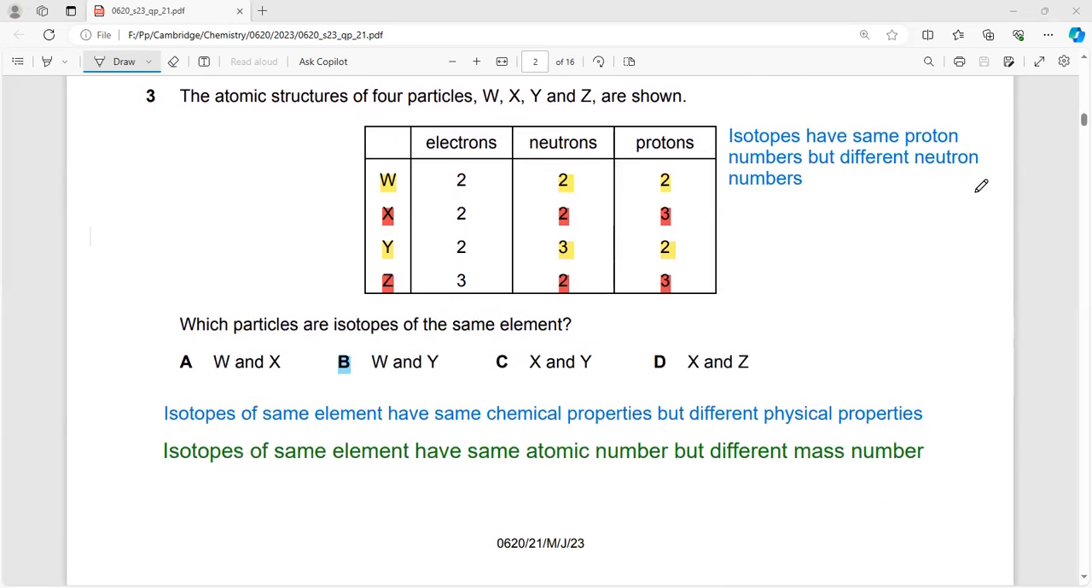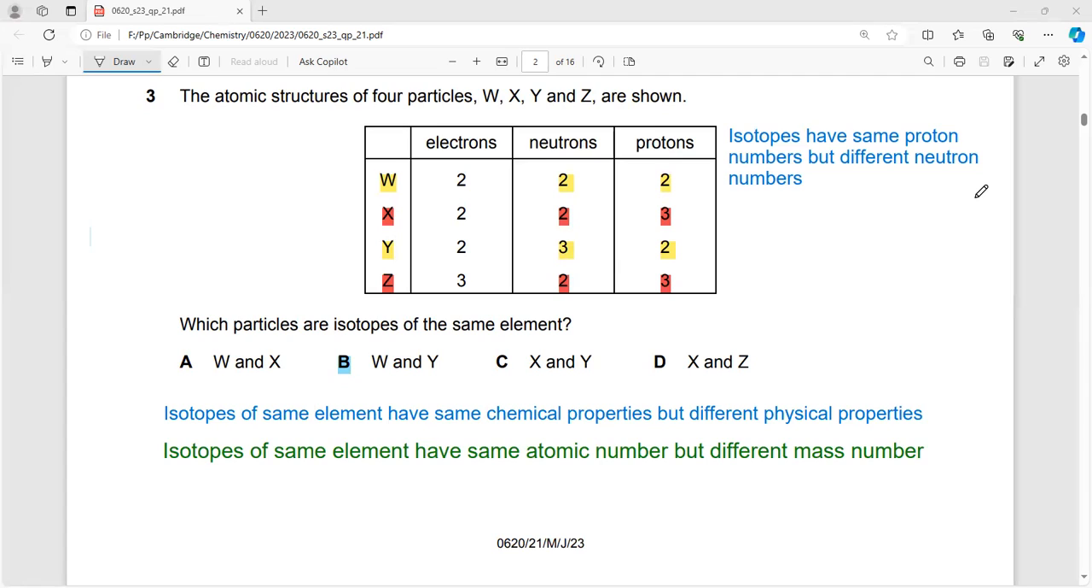Question number 3. The atomic structures of 4 particles W, X, Y, and Z are shown. So which particles are isotopes of the same element? So here we define isotope. Isotopes have the same proton number, but a different neutron number. So here W and Y have the same proton number, 2 and 2, and their neutron number is different. That is 2 and 3. So that is the correct answer.